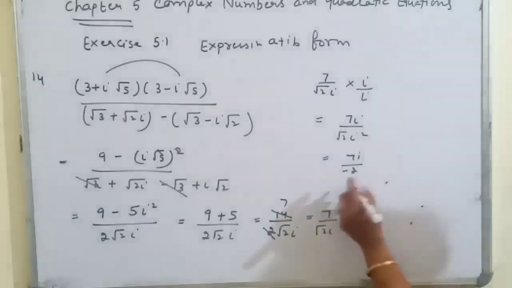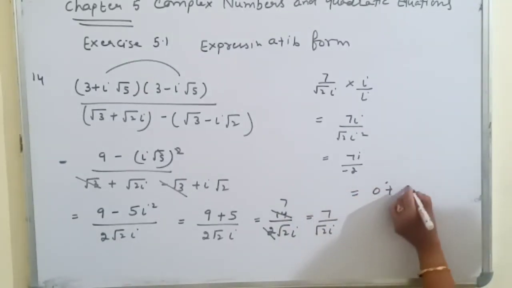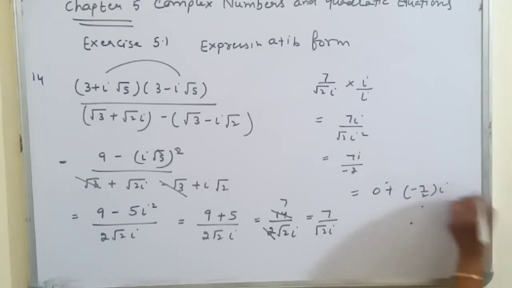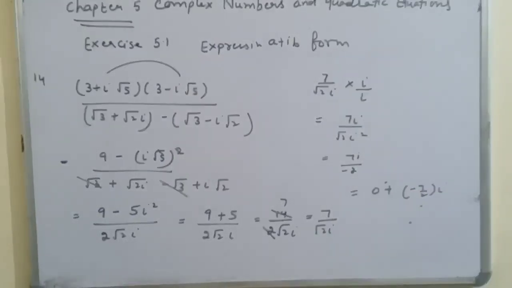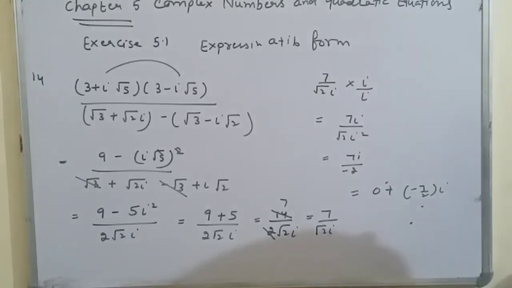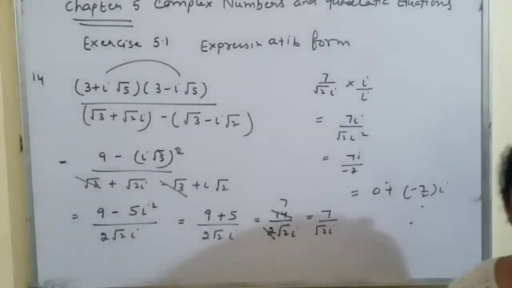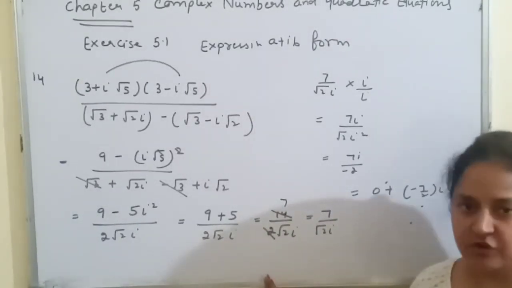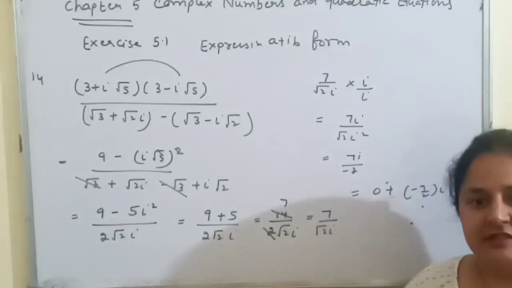When we have to write it in complex form, we can write 0 plus minus 7 upon 2 iota. Now this is the first exercise in which we have just used the symbol iota and we have solved simple questions. This was the first exercise in which we have solved simple problems by making use of iota. Try solving it. Thanks for watching.